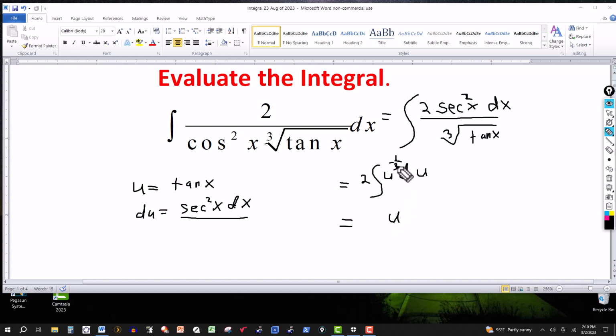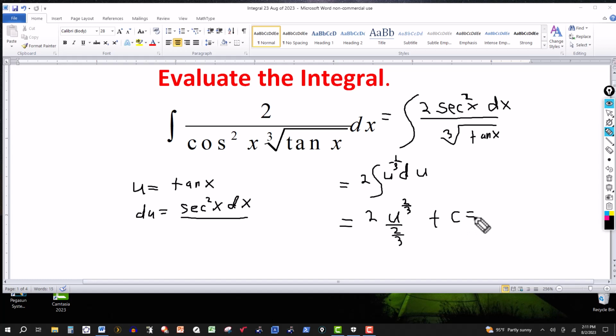So I add 1 to the negative 1/3, that becomes 2/3. I've got the 2 here, and then I divide by 2/3. That's the power rule for integrals. Plus my constant of integration, c.